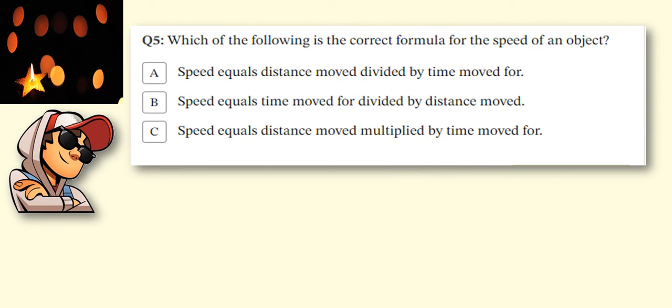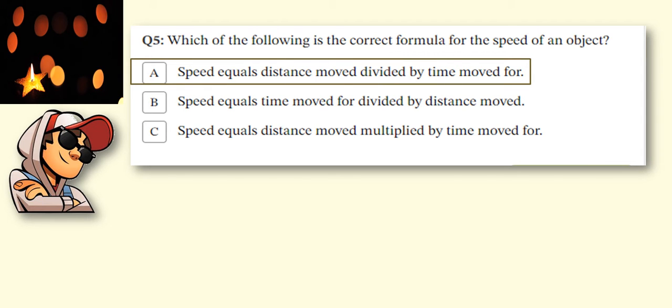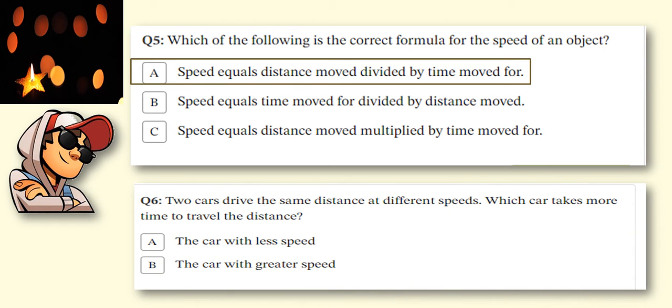Another question, question number 5. Which of the following is the correct formula for the speed of an object? It means we want to know the rule of the speed. Speed equals distance over time, meaning distance moved divided by time. Another question: two cars drive the same distance at different speeds. Which car takes more time to travel the distance? The car with less speed will take a longer time.